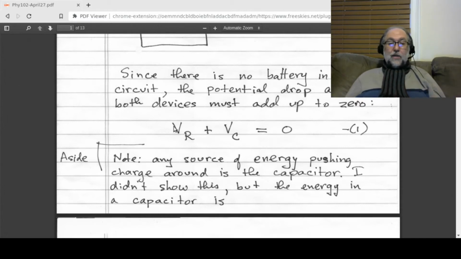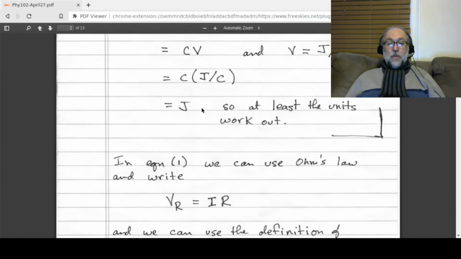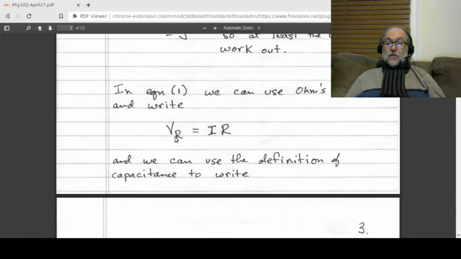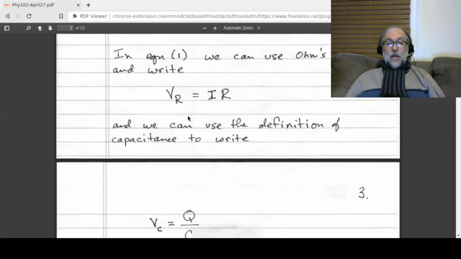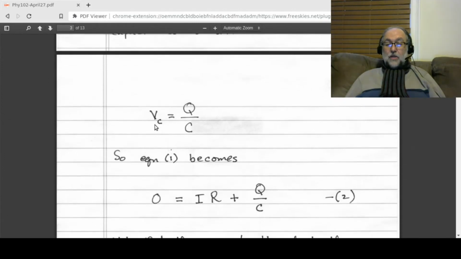Now let's take a look at each one of these potentials and see how we can rewrite them. For the potential across the resistor, we could just use Ohm's law. The potential across the resistor is going to equal the current through the resistor times the resistance. Similarly, for the potential drop across the capacitor, you can use the definition of capacitance. The capacitance C is equal to Q divided by V. That's how much charge you get per volt.